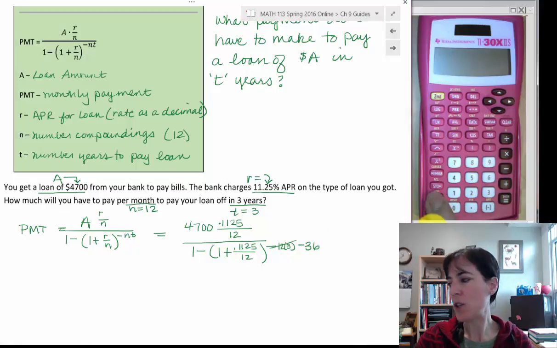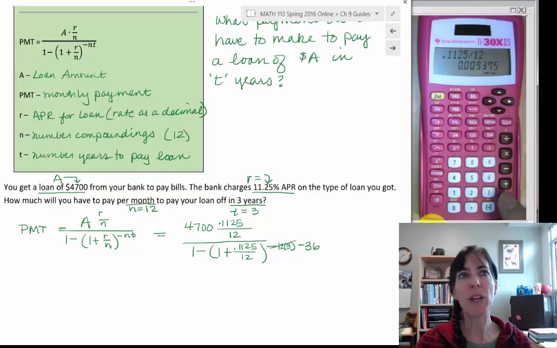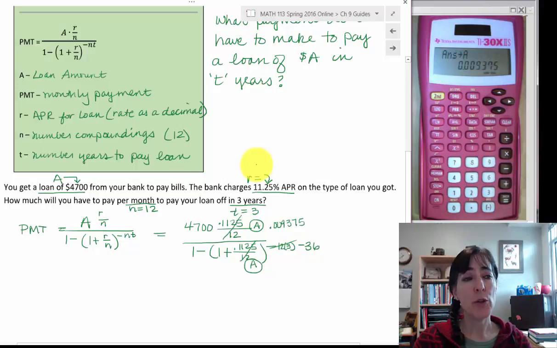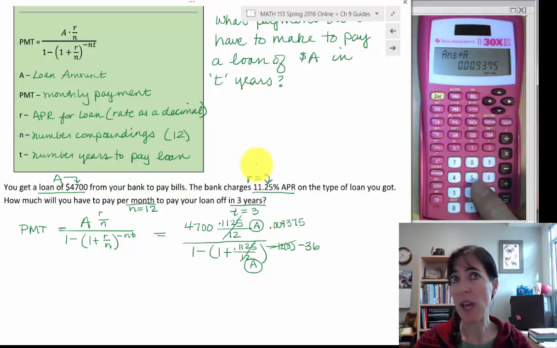And I also want to do that 0.1125 divided by 12 and store it, because I can see I need it in 2 places, so I'm going to store that in A. So when I look at this problem, I see probably my denominator is the most complicated, so I might just calculate the numerator and then store that in B, and then do B divided by my denominator. So I will start with, I just need to do 4,700 times A.